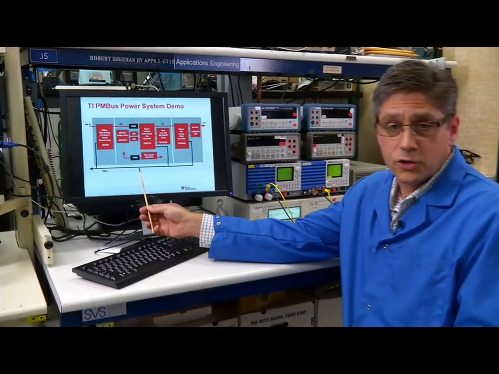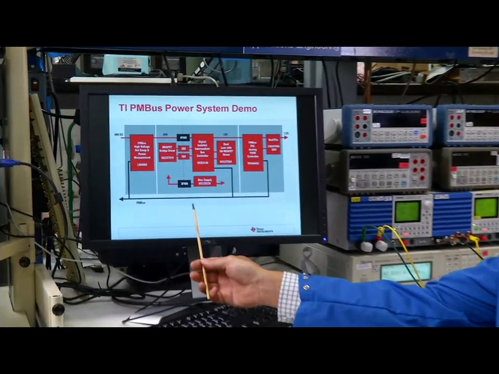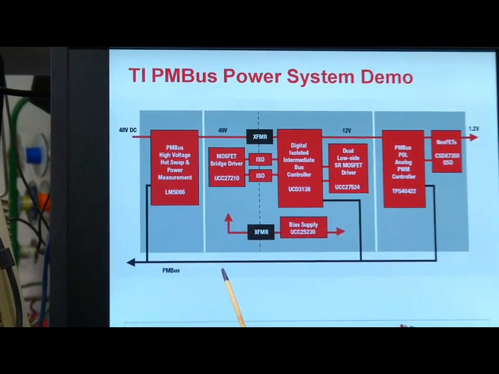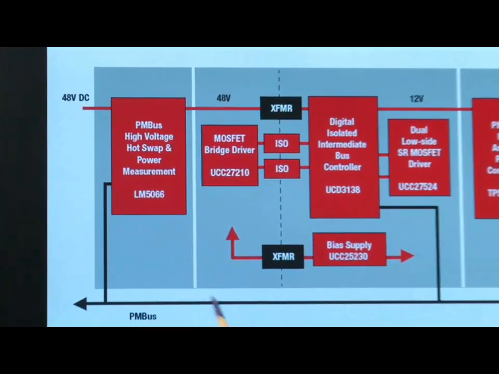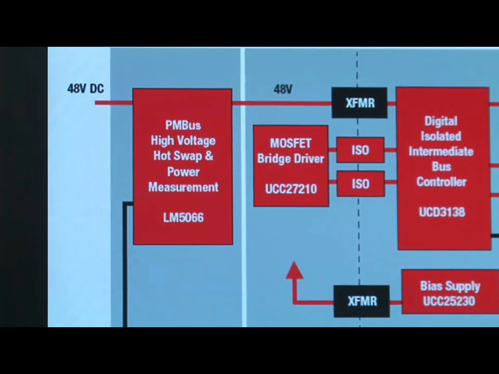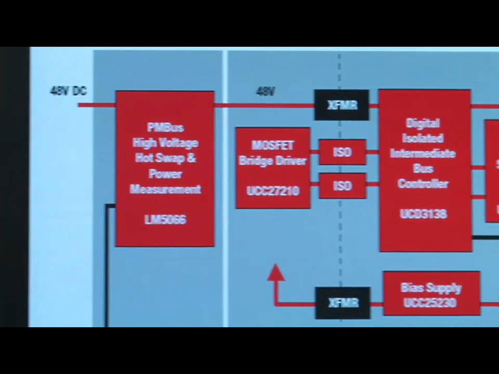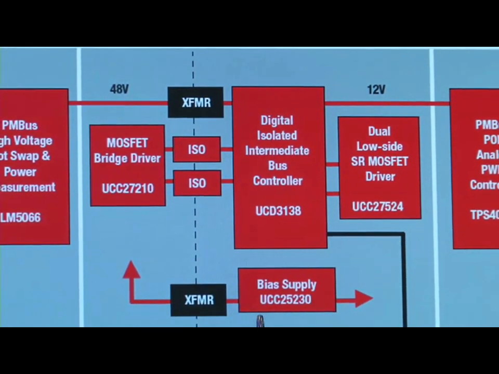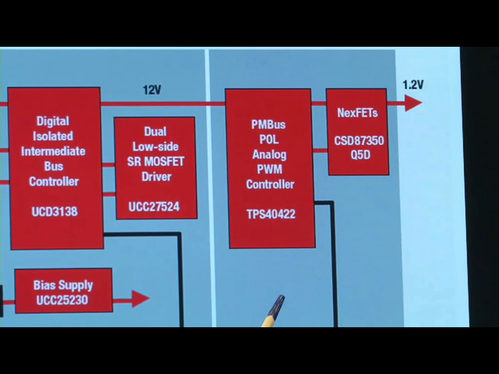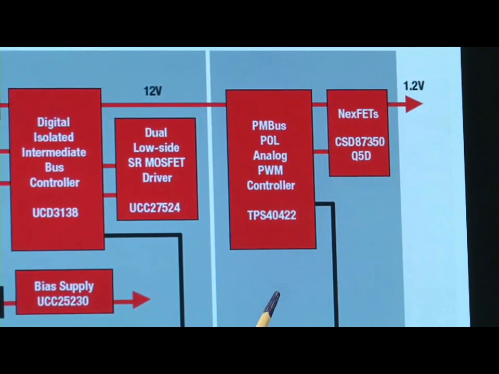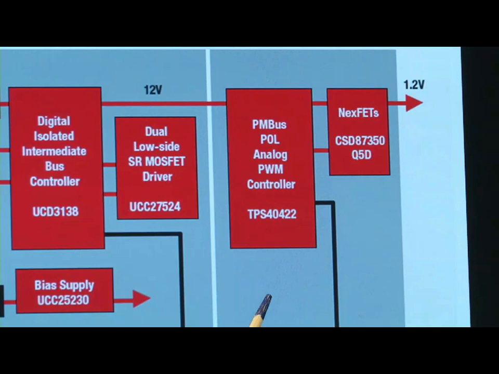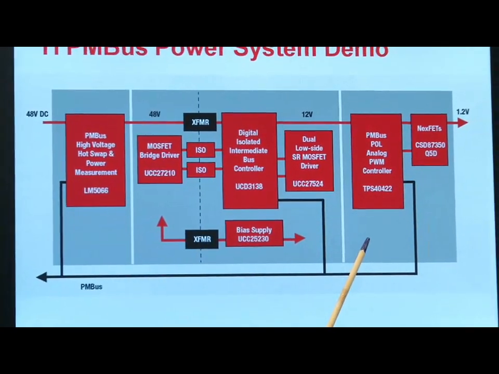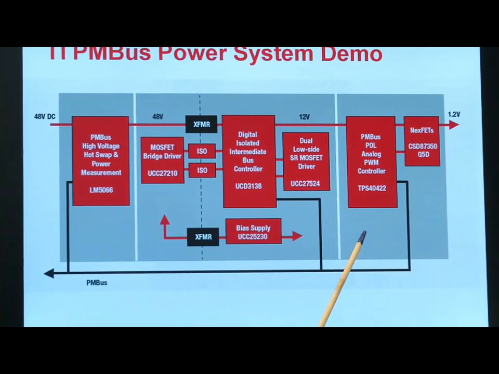Over on the screen is a visual representation of this demo, and what we have is 3 different eval boards that are all connected together using the same PMBus interface. On the left is the LM5066 hot swap controller. In the middle is the UCD3138 digital PWM controller, and on the right is the TPS40422 non-isolated DC-to-DC controller. All 3 of these boards support the same industry standard PMBus interface. So now let's show you how these boards interact together.